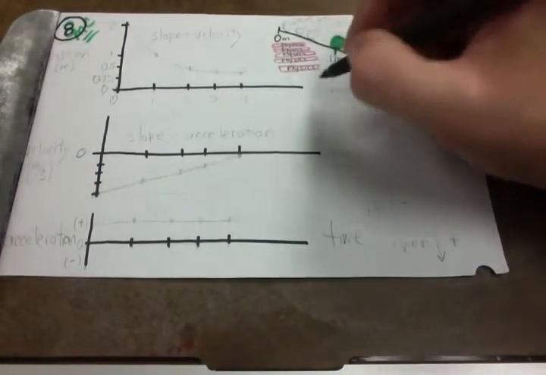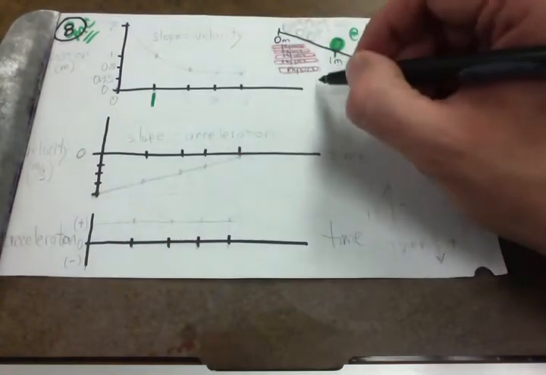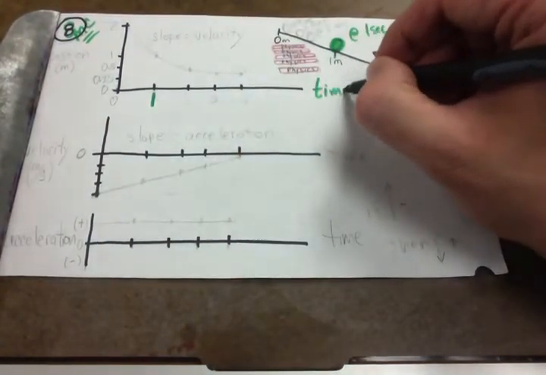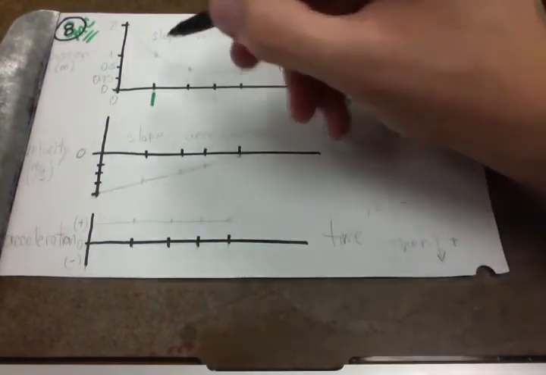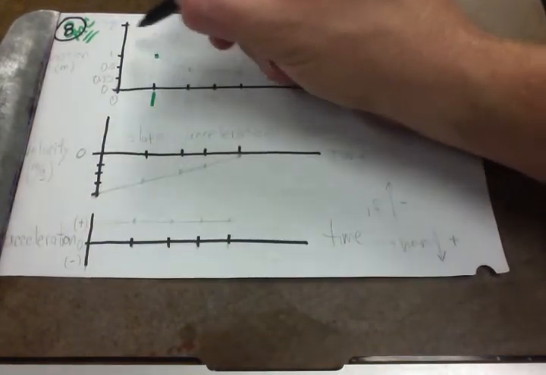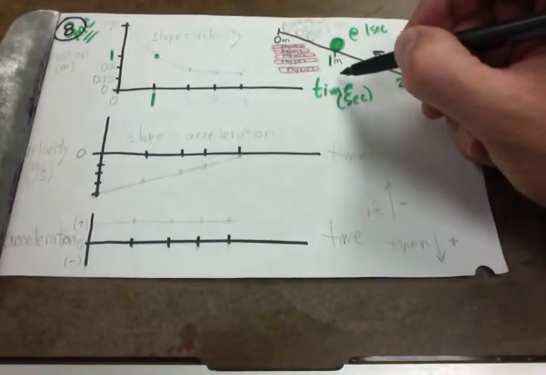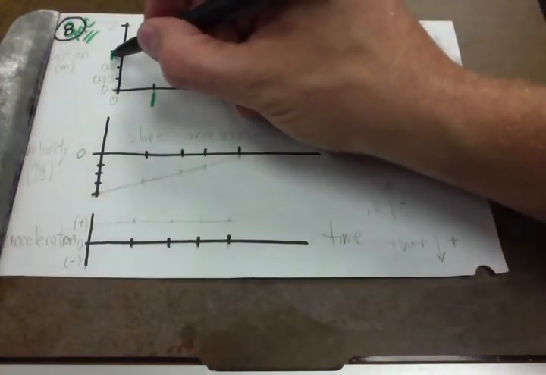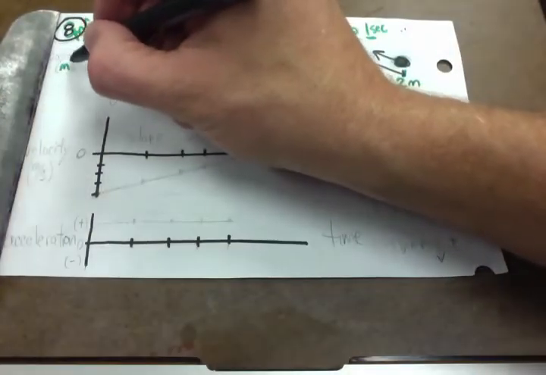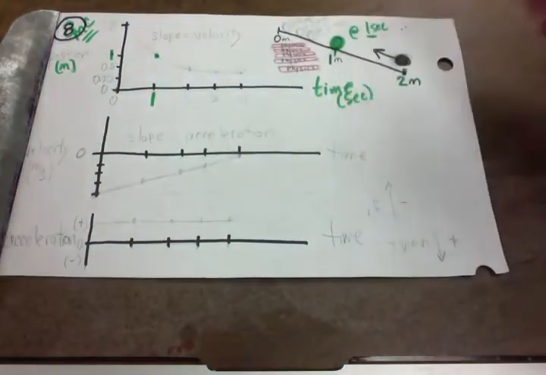Okay, so that first push, it gets pretty far. So let's say here at 1 second, time is measured in seconds. Here at 1 second, let's say we get it to about 1 meter. So it gets to that 1 meter mark in about 1 second. Then it starts to slow down.